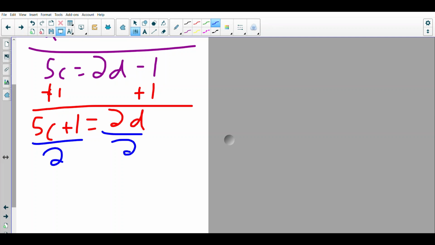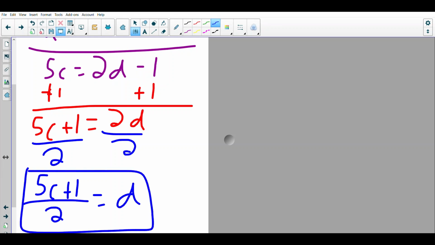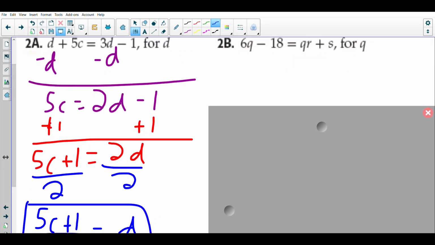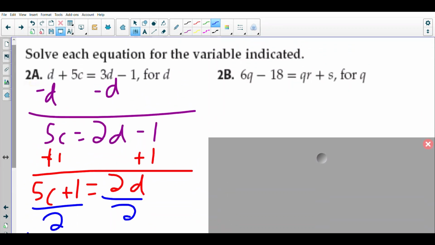So now there's nothing I can do. I can simplify the fractions, but I'm not going to. I'm going to leave it. So I get 5c plus 1 divided by 2 is equal to d. Okay, so that's a little bit harder, but now we got a different one. This one is the trickiest of all. We have 6q minus 18 is equal to qr plus s. We're going to solve for q.